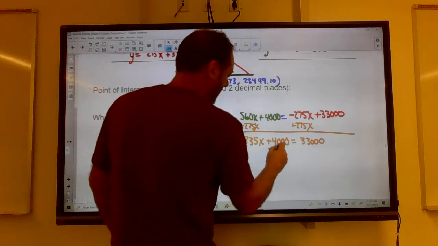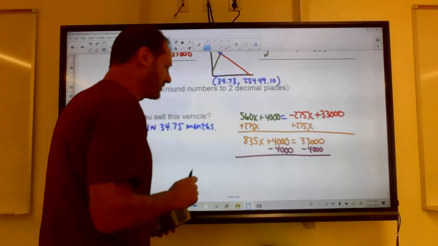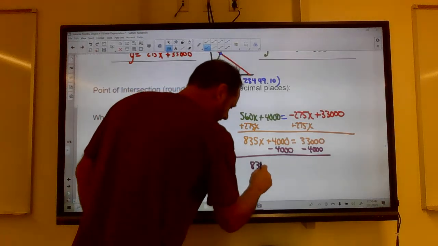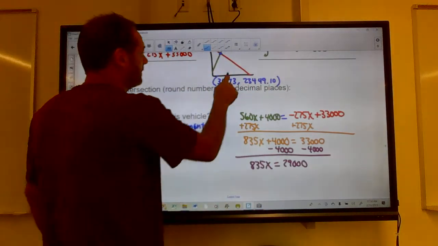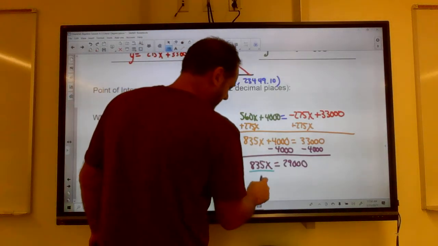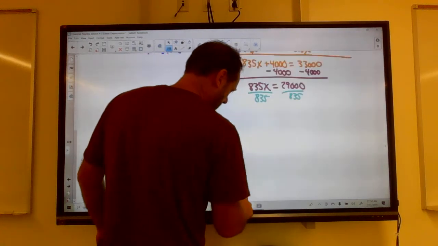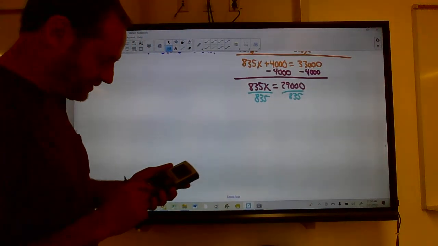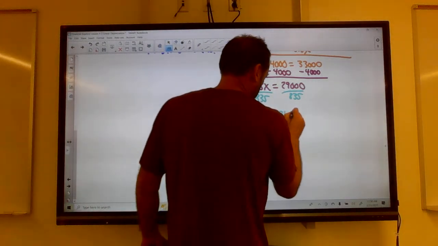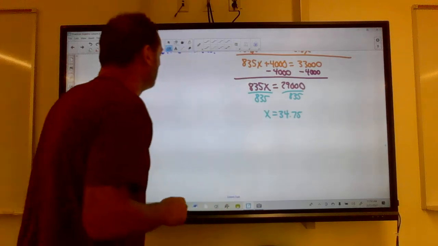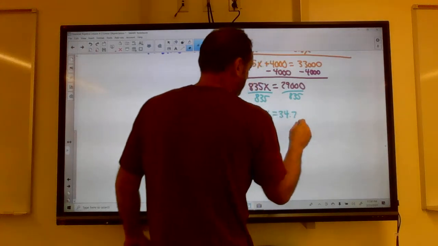Then I'm going to subtract 4,000 from both sides to get all my numbers on the same side, so I'm going to get 835x equals 29,000. Then I'm going to divide both sides by 835. So 29,000 divided by 835 is going to be 34.73, sorry, trying to be accurate to 2 decimal places.